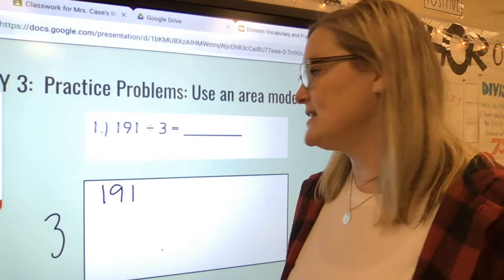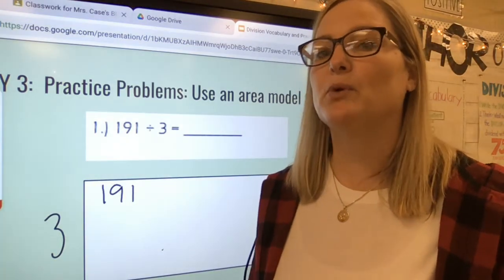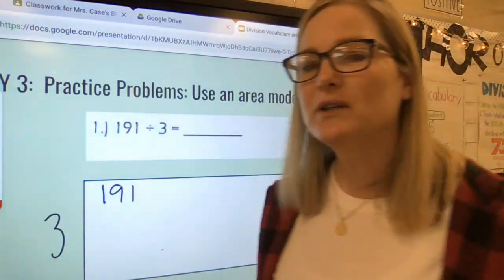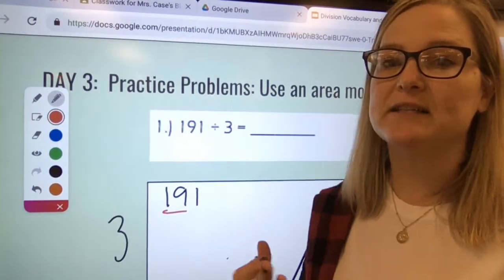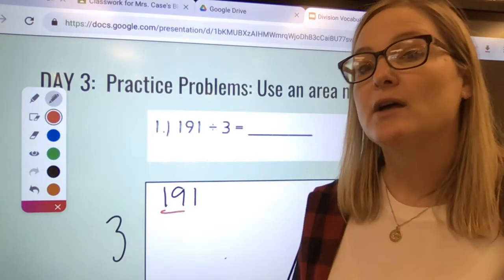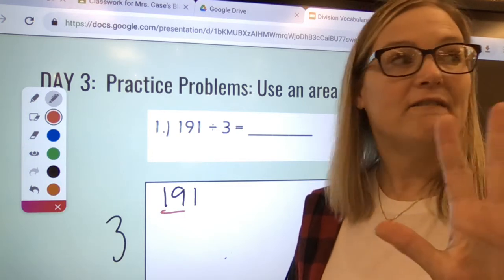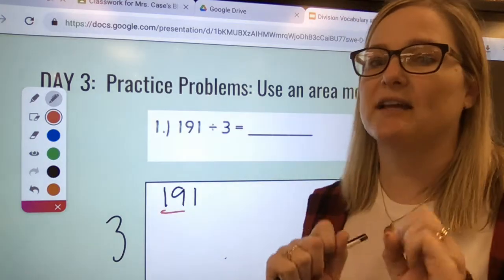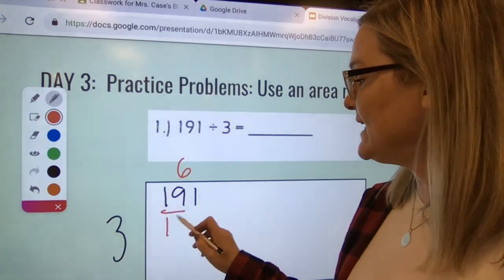But if I go by tens, 10 times 3 is only 30. That's going to take me a while to be pulling 30s out of 191. So what I like to do, I do a little trick. I just look at this first number, 19, and I think to myself, how many 3s can I pull out of 19? Well, 3, 6, 9, 12, 15, 18. So I can pull 6 3s out of 19. So I'm going to put a 6 right there because 6 times 3 is 18.